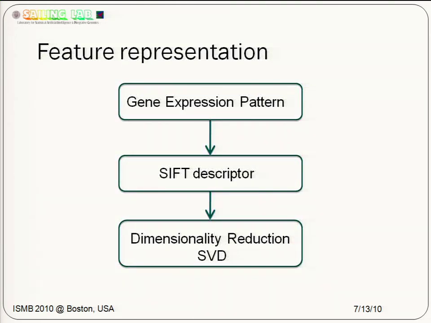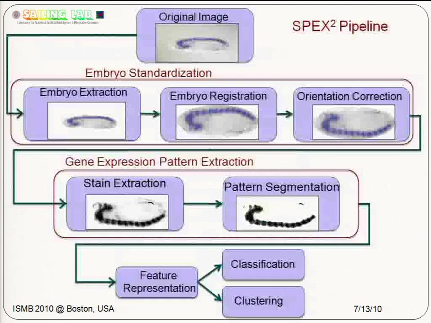So the final expression pattern is converted into features by using SIFT. Dimensionality reduction is used to convert it into a reasonably sized data set for further algorithms. That was about the pipeline of SPEX.